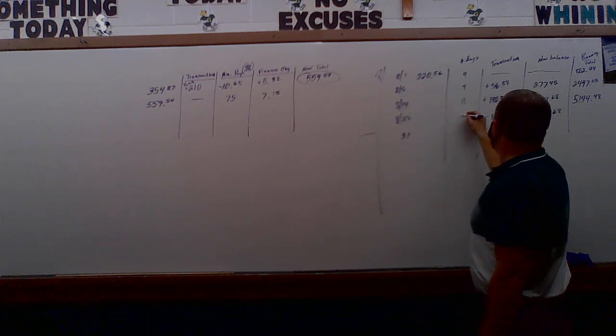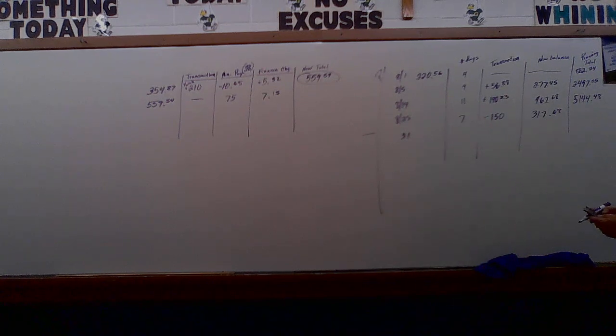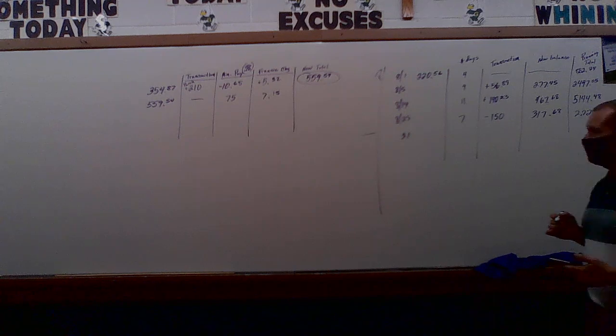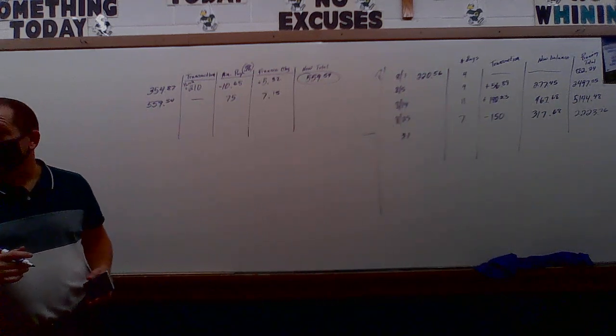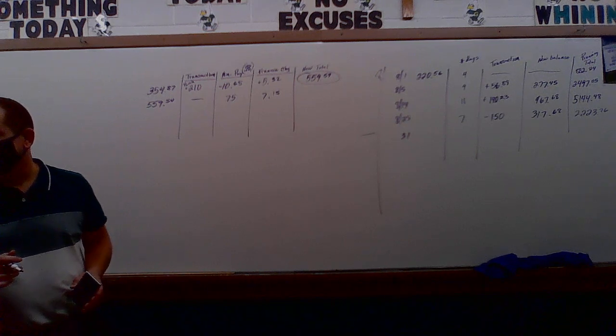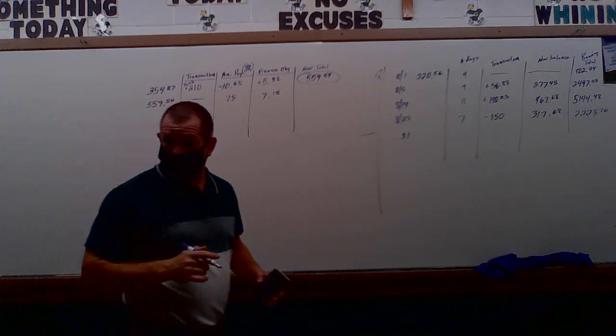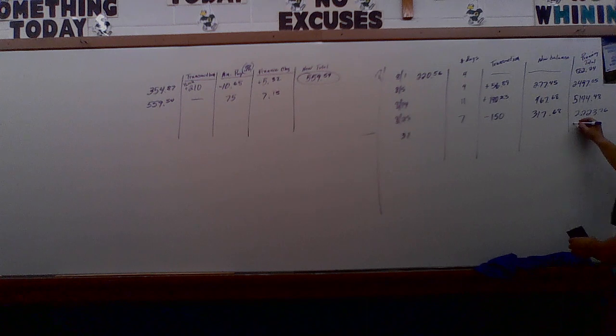And how many did you say? 7. So 7 times, my number is 2, 2, 3. 76. All right? So now, what do we do? You add up all your last column. Now we use a running total, right? Add them up.